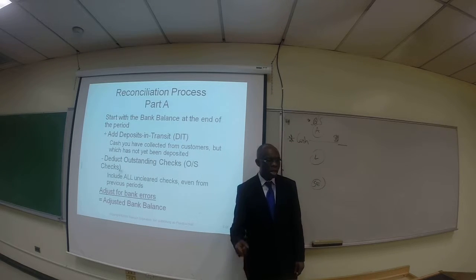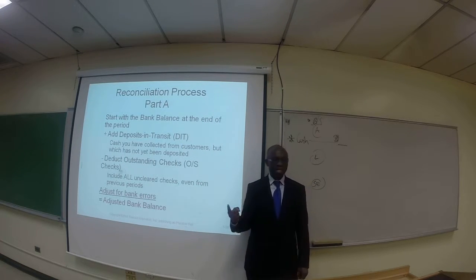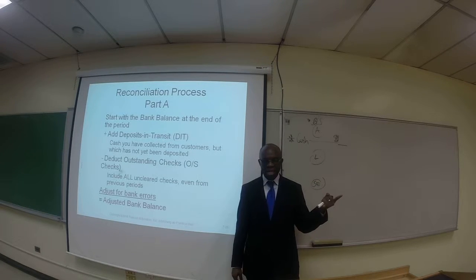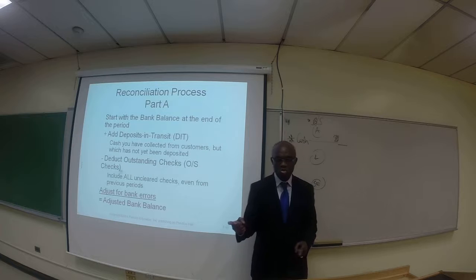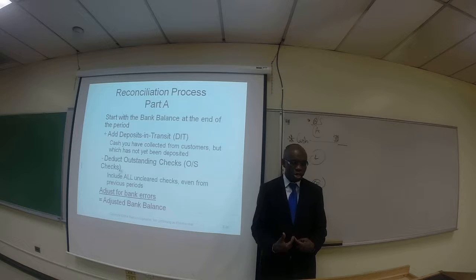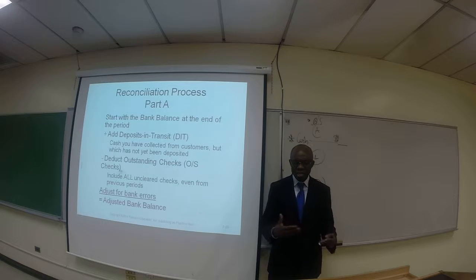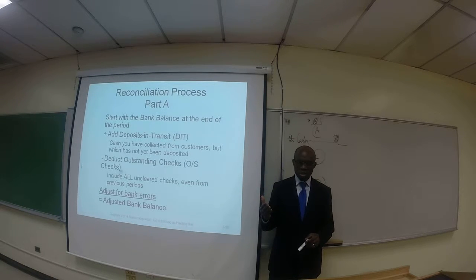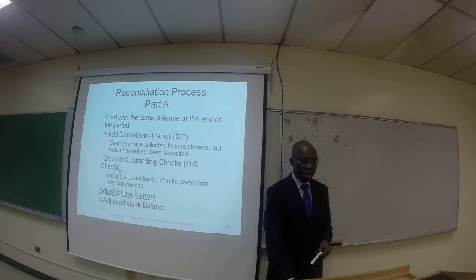So moving along, here is another example of the reconciliation process. It is just talking about the process of doing so. We start with the bank balance at the end of the period. We add deposits in transit. Here is another explanation of what I just went through. Deposits in transit are the cash that has been collected from customers, which has not yet been deposited. Then we deduct the outstanding checks. We include all uncleared checks, even from previous periods. Then we adjust for bank error, if any, and we have the adjusted bank balance.